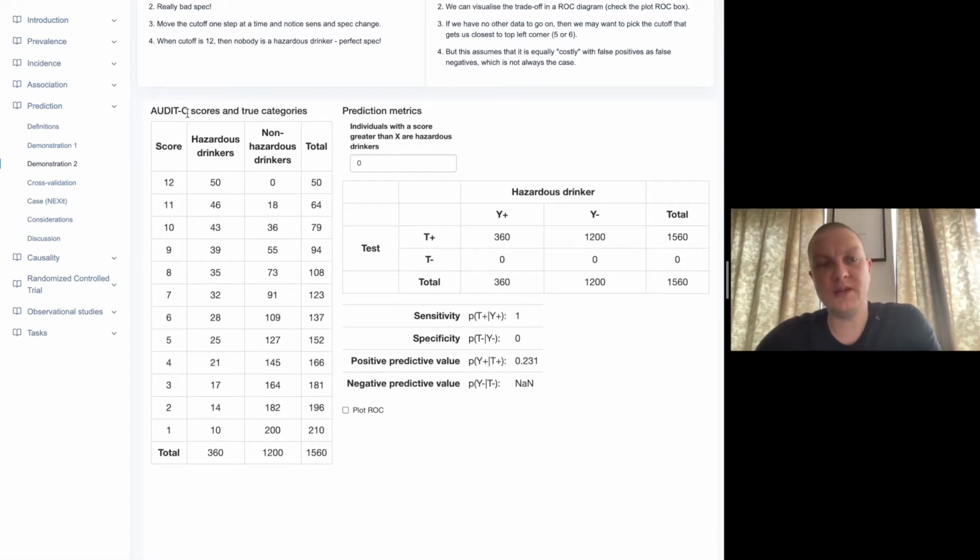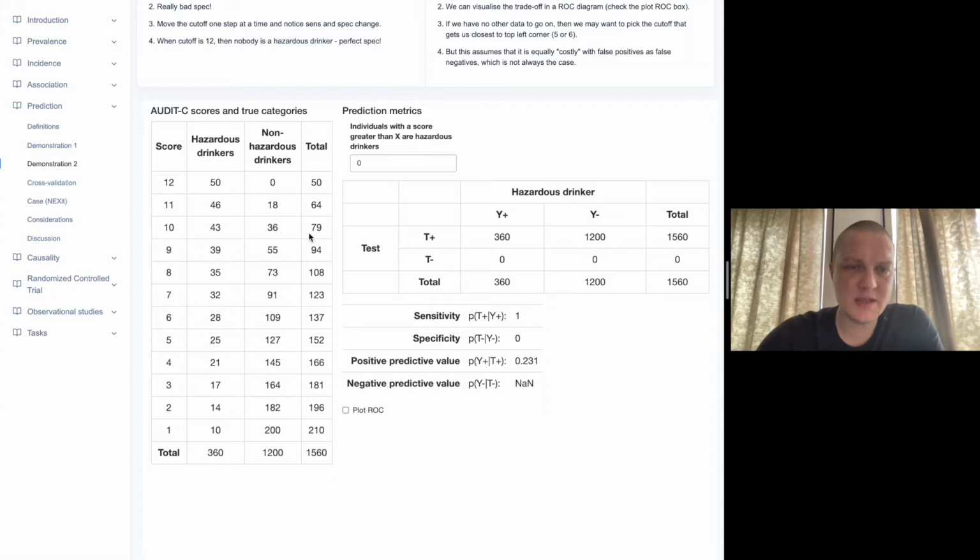I talked about audit C before, which is a score, a questionnaire that leads to a score and helps us identify people at risk with drinking, or risky drinking, or in this case, I'm just going to call it hazardous drinkers. This is data from a cohort of individuals who filled out the audit C questionnaire. But in this case, I have them already classified as hazardous drinkers or non-hazardous drinkers. So I already know the truth about them, whether or not they're hazardous or not.